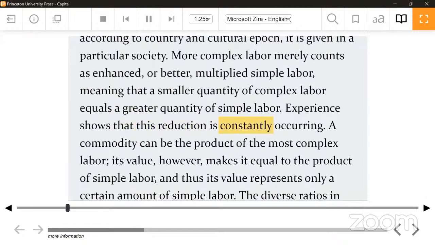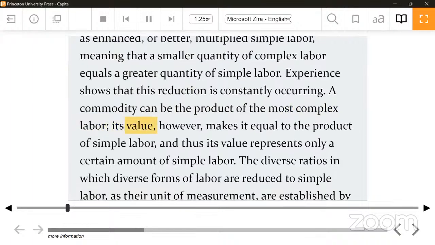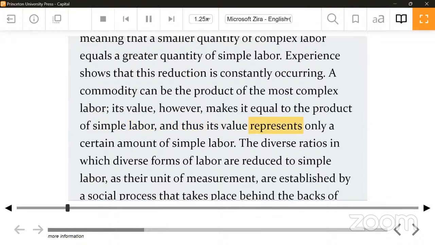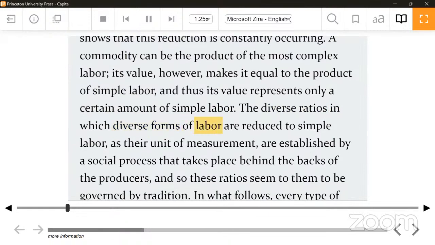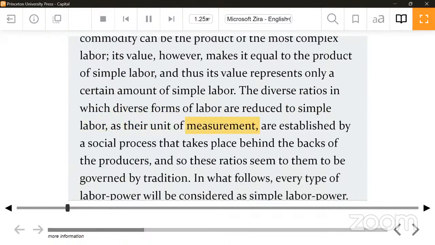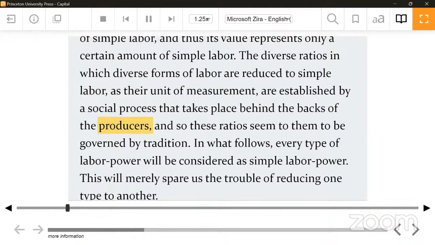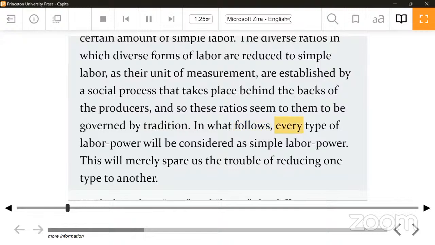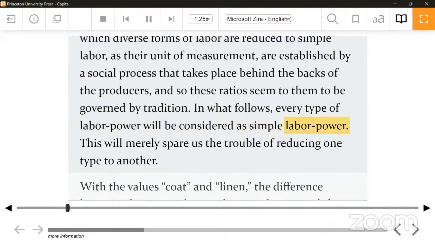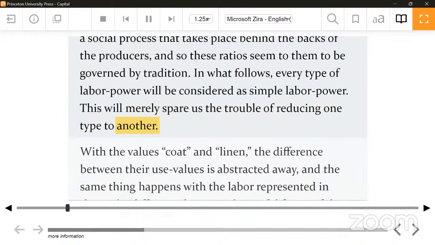Experience shows that this reduction is constantly occurring. A commodity can be the product of the most complex labor, its value, however, makes it equal to the product of simple labor, and thus its value represents only a certain amount of simple labor. The diverse ratios in which diverse forms of labor are reduced to simple labor, as their unit of measurement, are established by a social process that takes place behind the backs of the producers, and so these ratios seem to them to be governed by tradition. In what follows, every type of labor power will be considered as simple labor power. This will merely spare us the trouble of reducing one type to another.